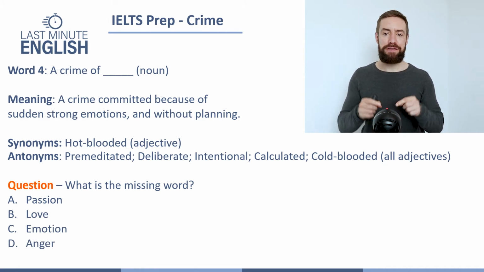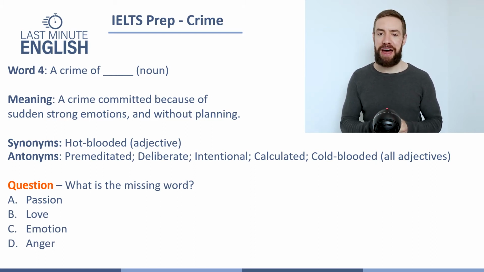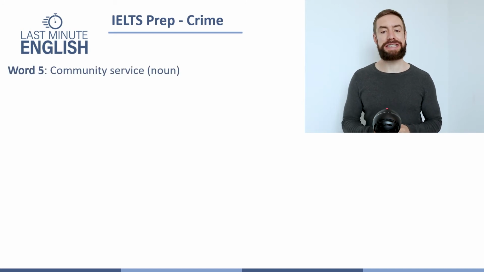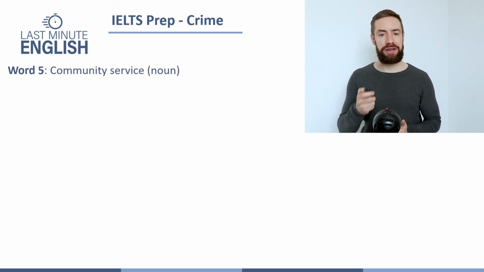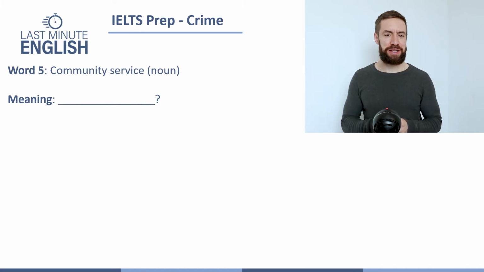All right? So if you're answering in the comments, you can write A or B or C or D. A crime of, and then which one is it? You choose, and I'll tell you at the end. Then we move on to word 5, which is community service. This one is a noun. And the meaning, I'm not going to tell you, but I think this one is relatively easy to guess. I think you can guess it.